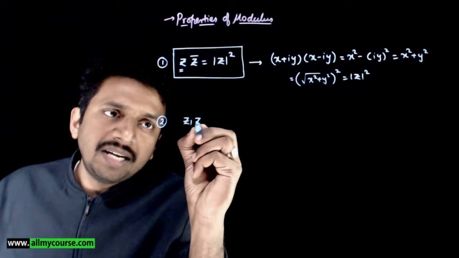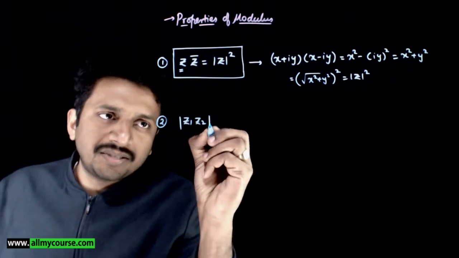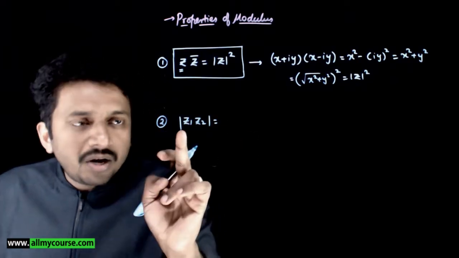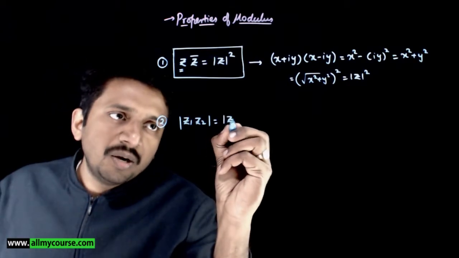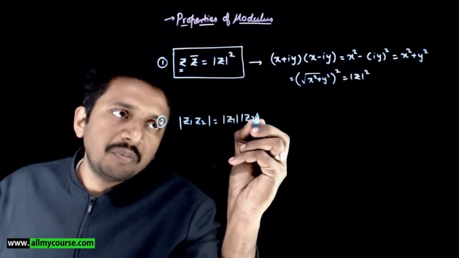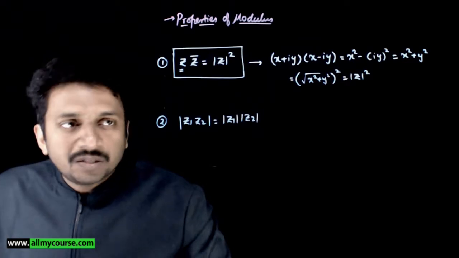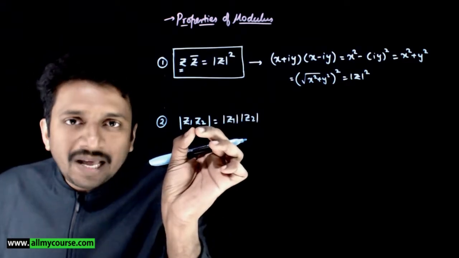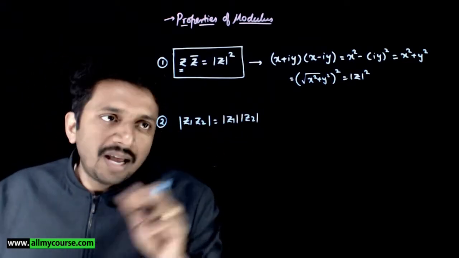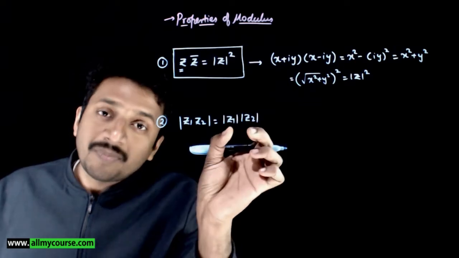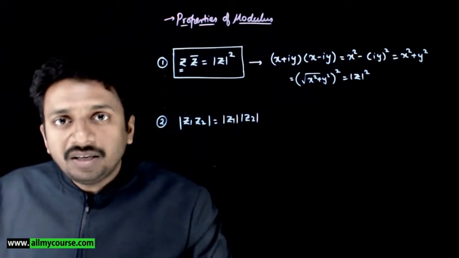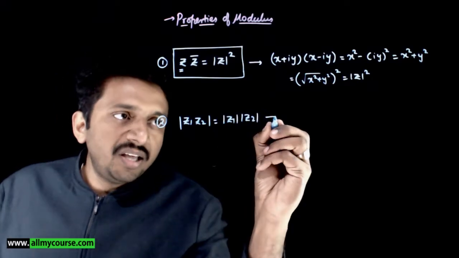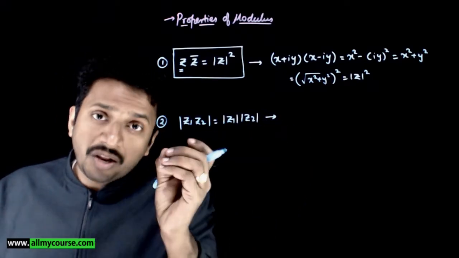The modulus of z1 z2 is equal to mod z1 times mod z2. So if you have two complex numbers, you multiply them and take the modulus, or just take the modulus of each and multiply them. Both answers will be the same. This can be proved from the Euler form of a complex number.